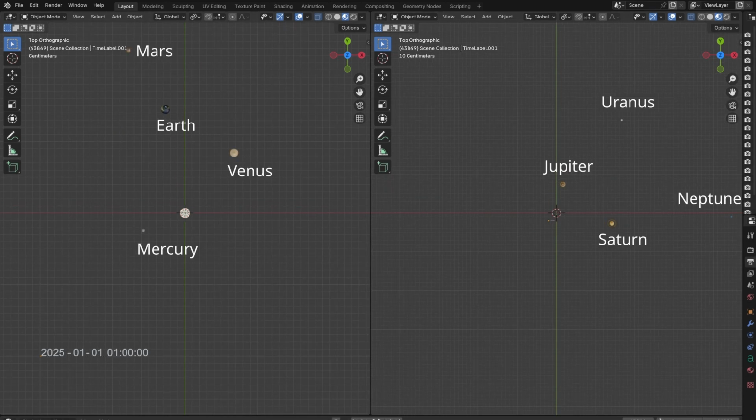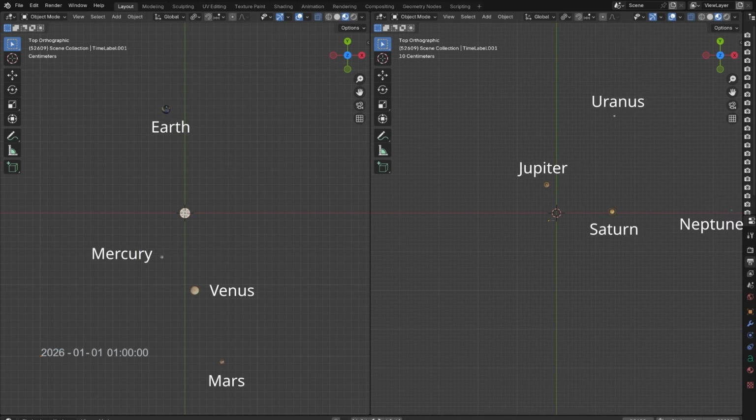This is planet position on January 1st, 2025. And this is planet position on January 1st, 2026. Exactly 1 year, of course, the Earth will be in the same position after orbiting one circle. The Mars orbits around half circle.